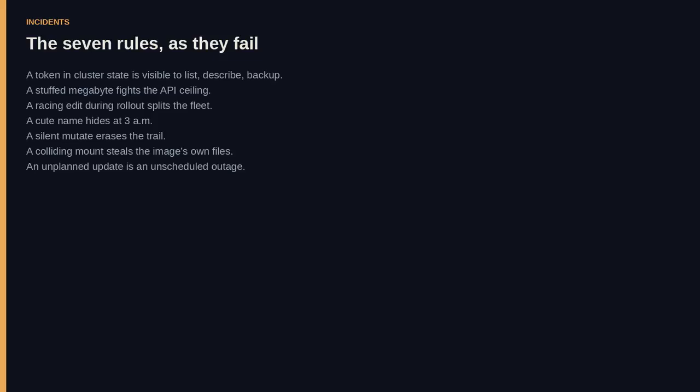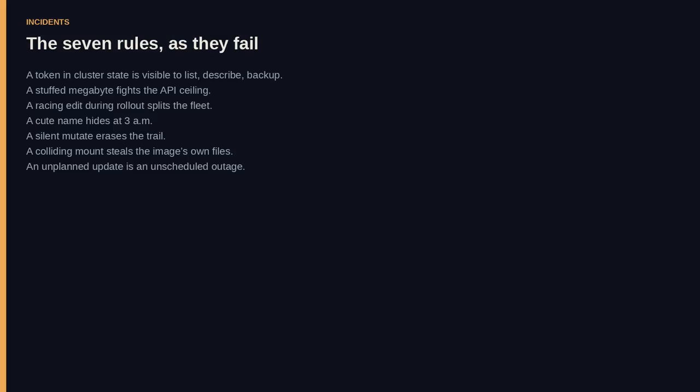The first is the one teams break when they are tired. A config map is not a vault. A host name is configuration. A password is not. The moment a token lands in plain cluster state, every list, every describe, every backup of etcd can see it. The source is blunt. Keep confidential material out. If you need a key, you are already in the wrong object.